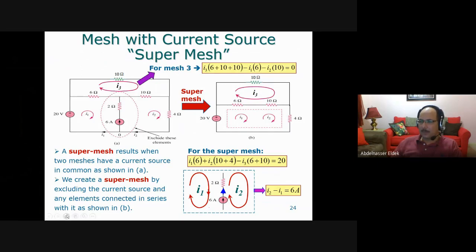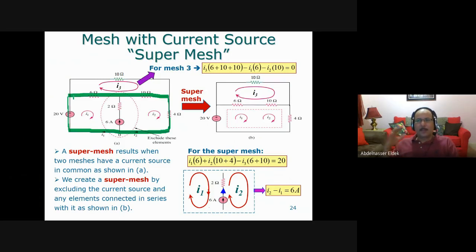So when you remove it, you end up with what? You end up with this mesh. If you don't have the branch in the middle, then in this case you have this mesh. So that's why you call it super mesh. So what you need to do is to apply Kirchhoff's voltage law for this mesh. In this case we have two mesh currents, so we have I1 and I2.